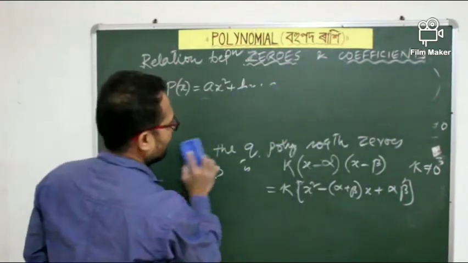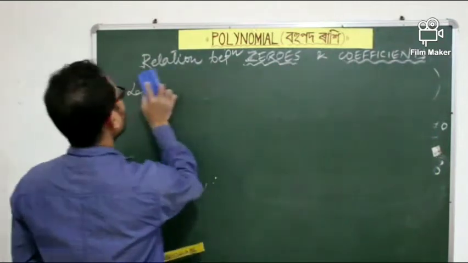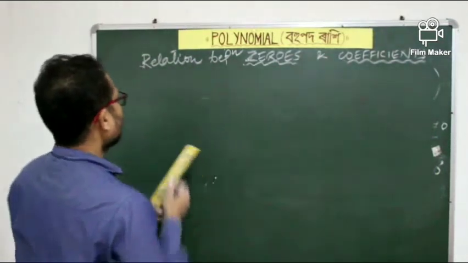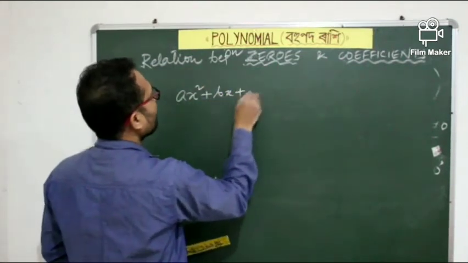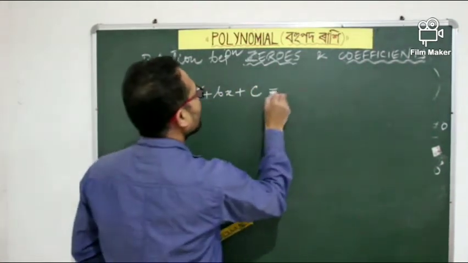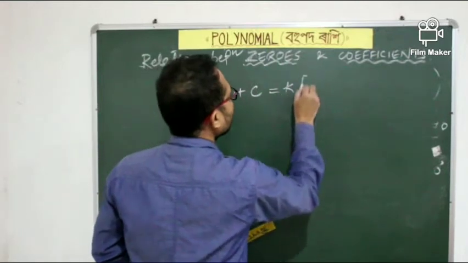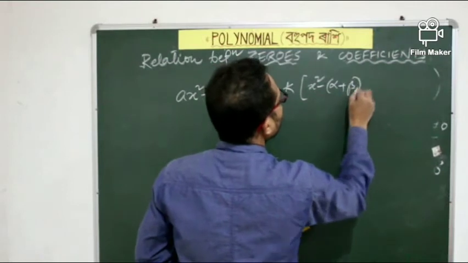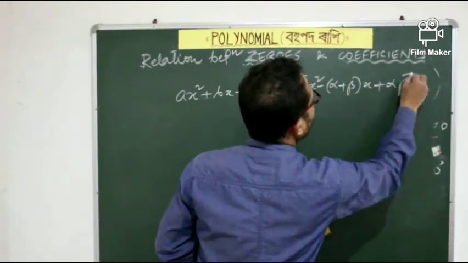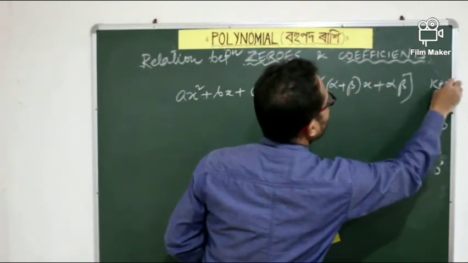We can write like this: ax squared plus bx plus c equals k the whole into x squared minus alpha plus beta the whole into x plus alpha beta, where k is non-zero.